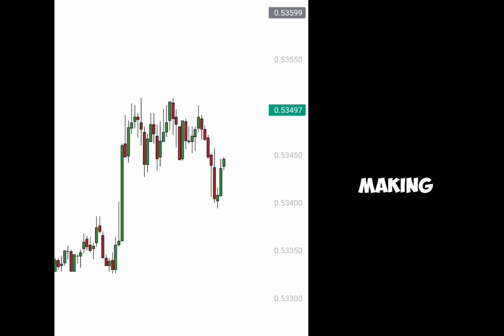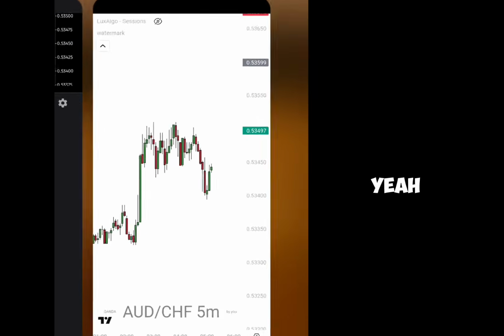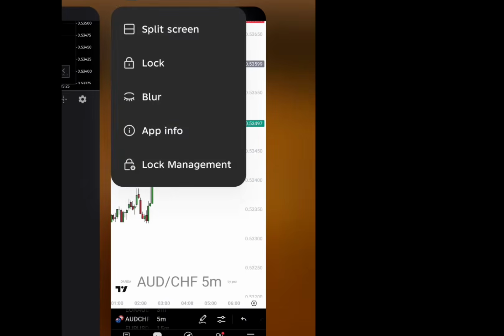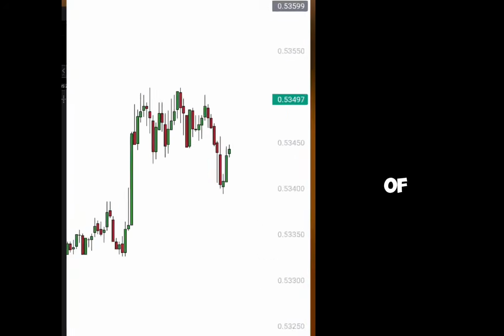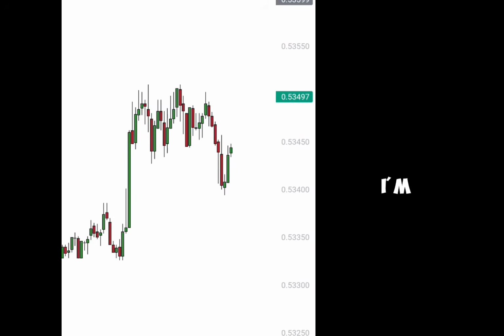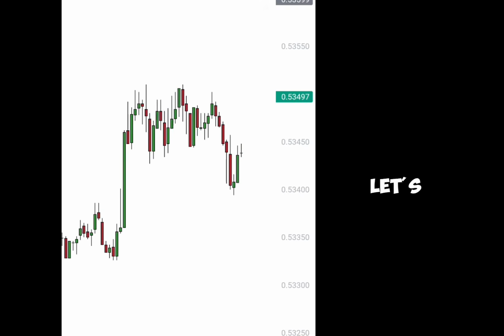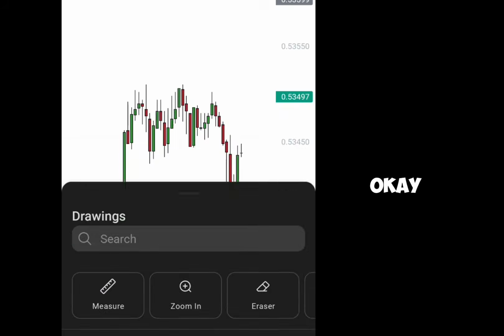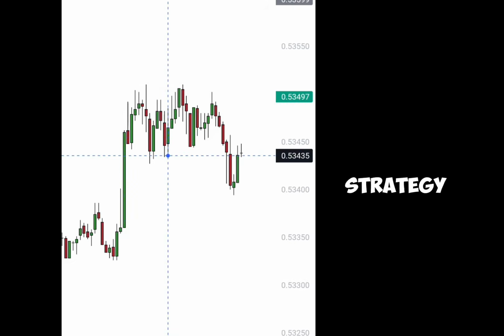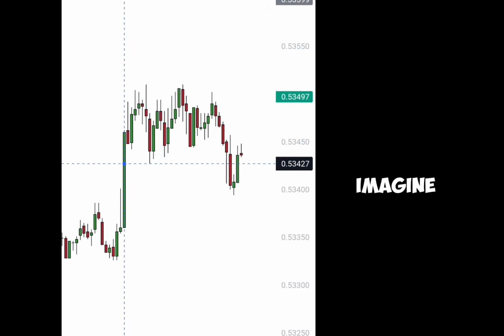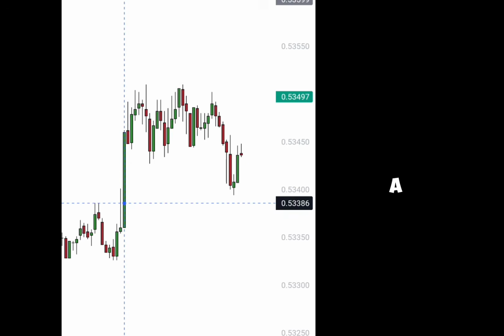Now, we are going to be making use of TradingView, which is the application. Yeah, TradingView right there. And then we are also going to be making use of this particular application that I'm going to be showing to you. So I want you to watch until the very end so that you don't miss out on this stuff. So now I want to take a trade. Let's imagine I want to take a trade, and I make use of my strategy. Let's just imagine I want to take a trade off a fair value gap.